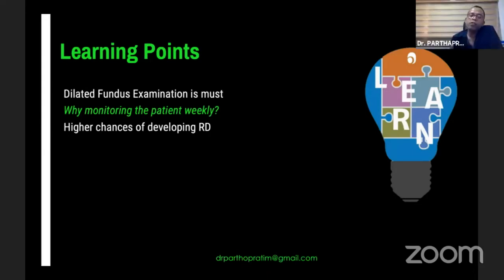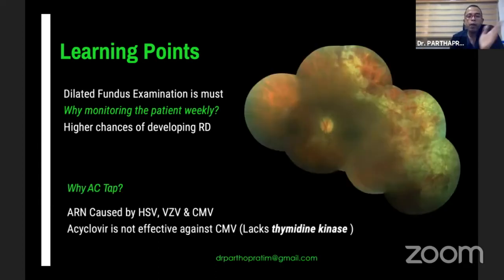So now, what are the learning points from this case? The dilated fundus examination is a must, as you have seen. If I would not have examined the patient... So next time you see a uveitis patient, examine the periphery very carefully. And the next, the chances of developing RDs are higher. So that's why the patient was actually monitored on a weekly basis.